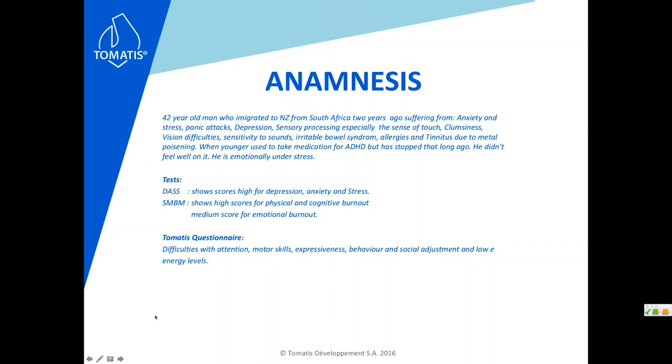So I did a test with the DASS, and the scores were very high for depression, anxiety, and stress. And the burnout test showed that physical and cognitive burnout was high, but emotional burnout was medium. The Tomatis questionnaire had difficulties pretty much in all areas.